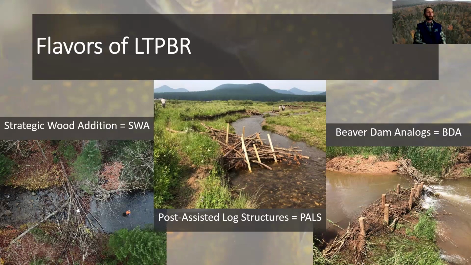A technique that they use more out west, and has been used in the east as well, is post-assisted log structures, which are similar to strategic wood addition because they're adding large woody material, but instead of relying on the streamside forest to anchor that wood, they're using posts driven into the stream bed to anchor that wood. So similar idea, just different ways to anchor it. And then the third category is beaver dam analogs, which again are using posts, but here they're using usually smaller pieces of wood and maybe some sod to build something like a beaver dam.